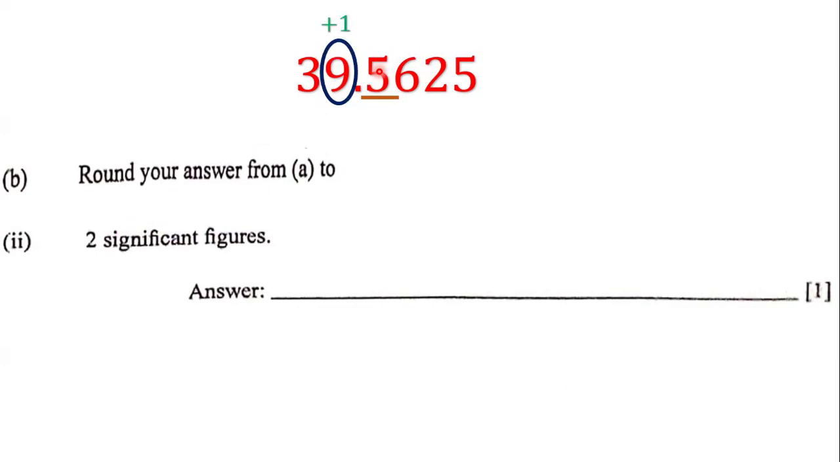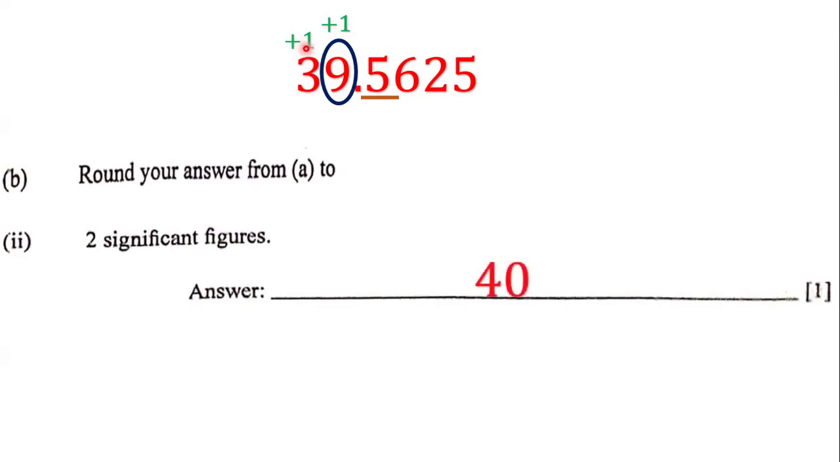So we're going to add 1 to 9. And so 9 plus 1, what is 9 plus 1? Well, 9 plus 1 is 10. And so since 9 plus 1 is 10, this 9 becomes a 0. And we're going to put the 1 on top of the 3. And so it's going to be 3 plus 1. And 3 plus 1 is 4.